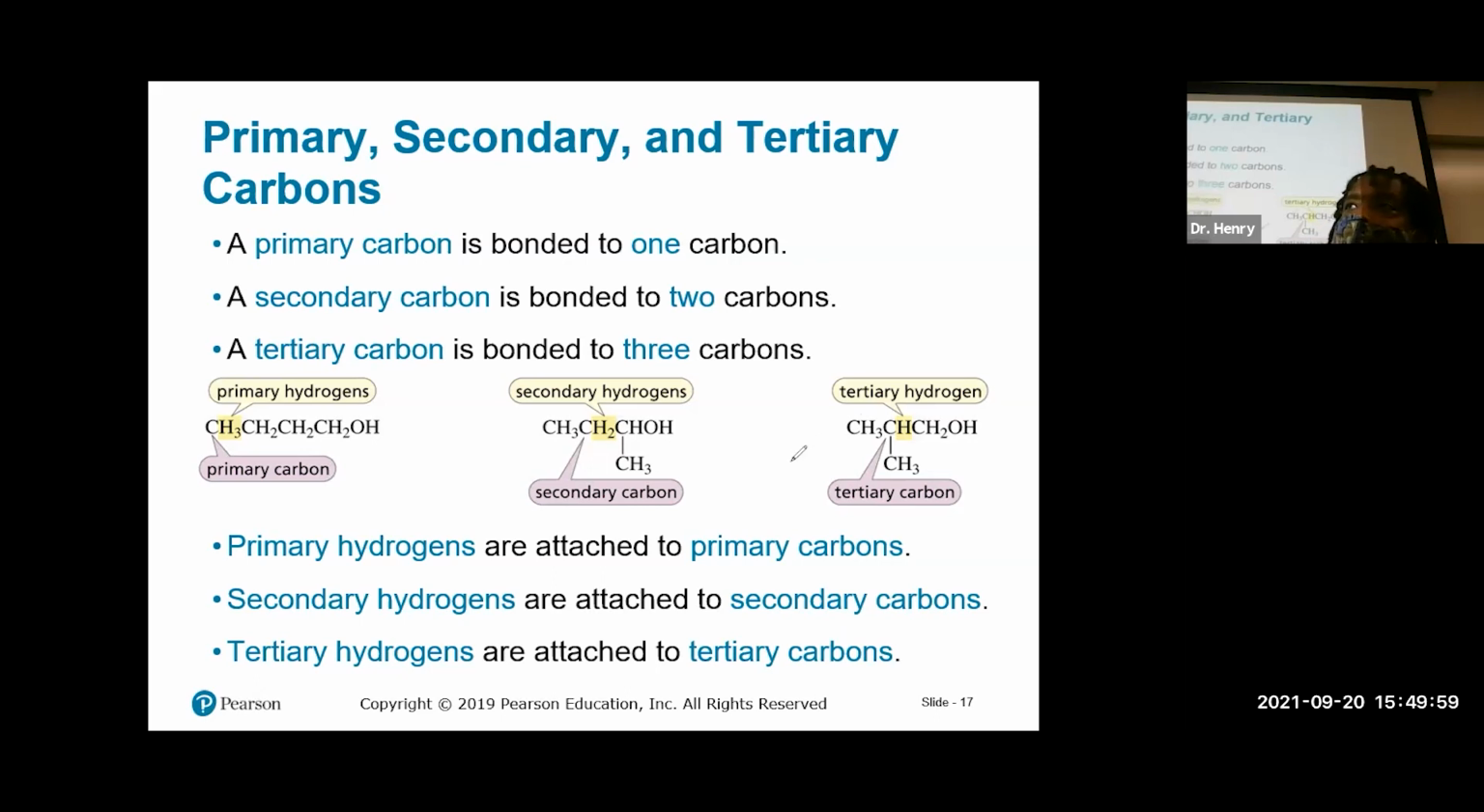Okay, questions? Okay, so primary carbon, bonded to one carbon, secondary carbon bonded to two carbons, tertiary carbons bonded to three carbons. Primary hydrogens are attached to the primary carbon. Secondary hydrogens are attached to the secondary carbons. Tertiary hydrogen is that one attachment attached to the third carbon. Okay? Questions?